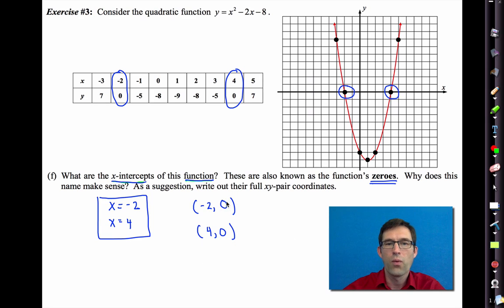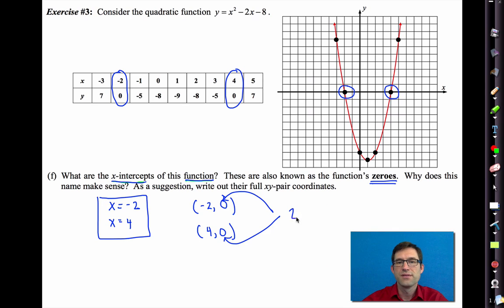right? Now, why are they called the zeros? Zeros because the output is 0. So the zeros of a function, regardless of whether they're parabolas, linear, or anything else, are locations where the output of the function is equal to 0. The y-coordinate is equal to 0. Okay? So I'm going to clear this out, write down anything you need to, and then we're going to move on.